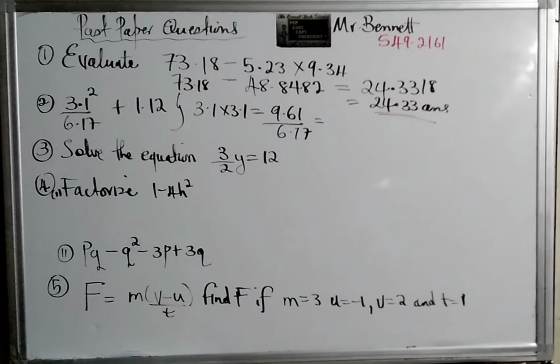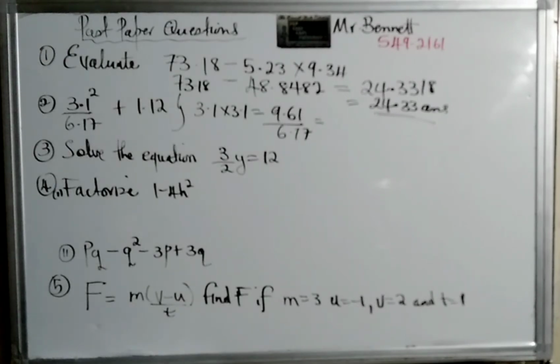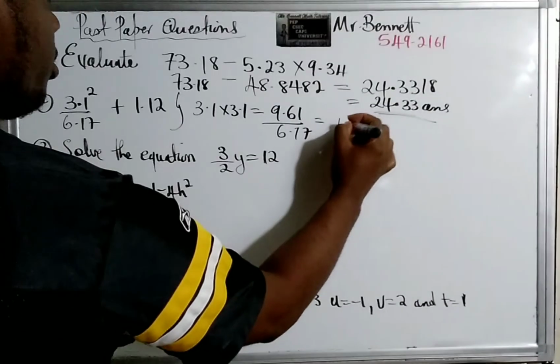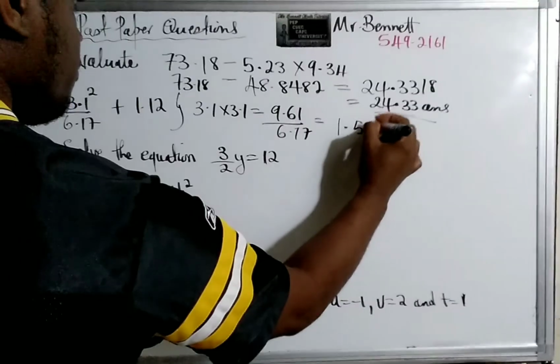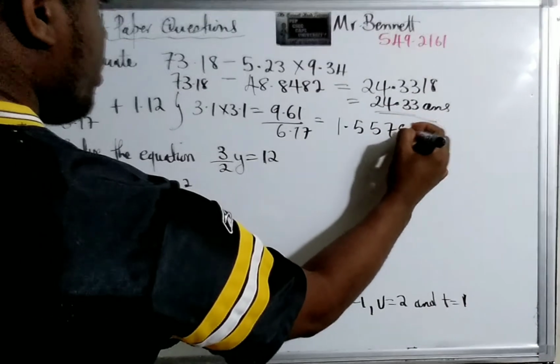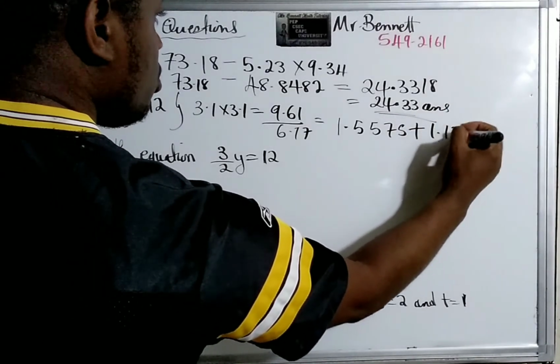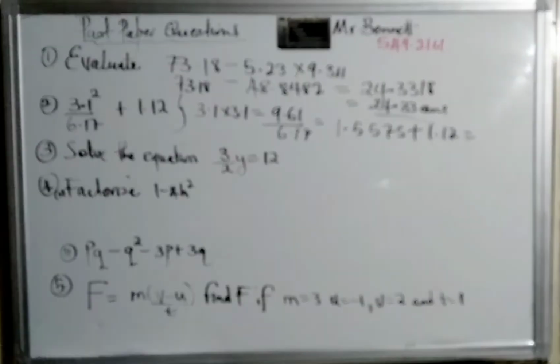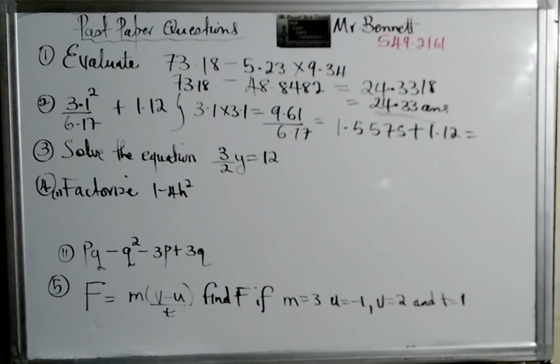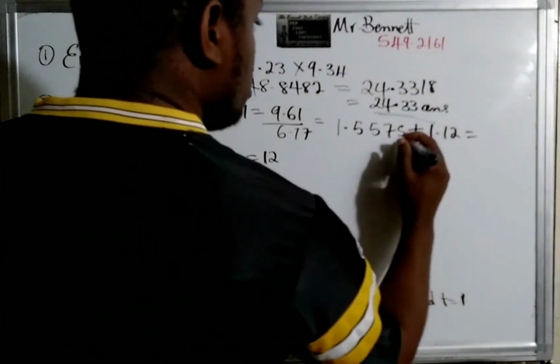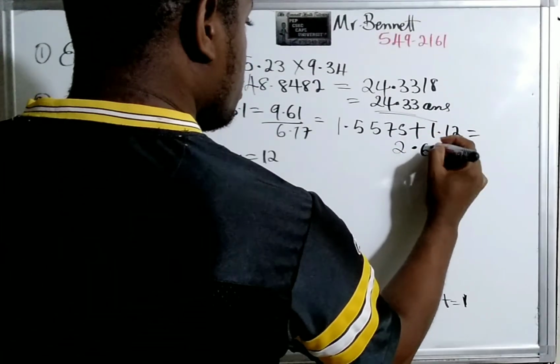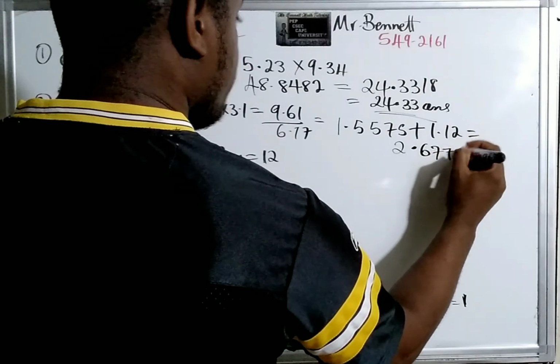Let's see what we get now. Divided by 6.17. That's 1.5575. And then we add 1.12. Guys, again, you can just use your calculator because this is paper 2. You don't need to play and get 0. Just use the calculator. And by now, everyone should have invested in a calculator. So we get 2.6775.